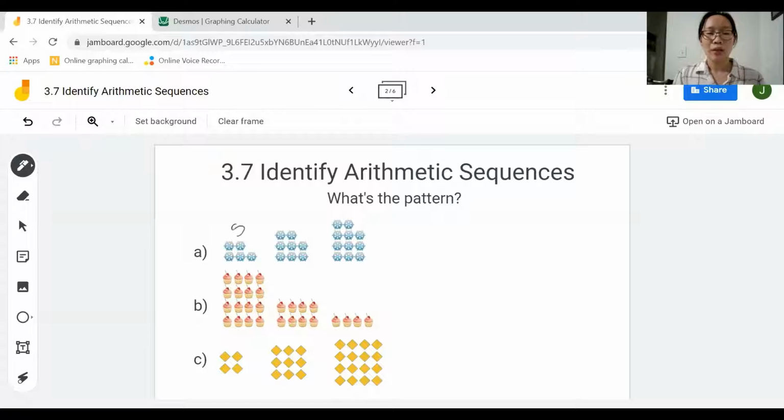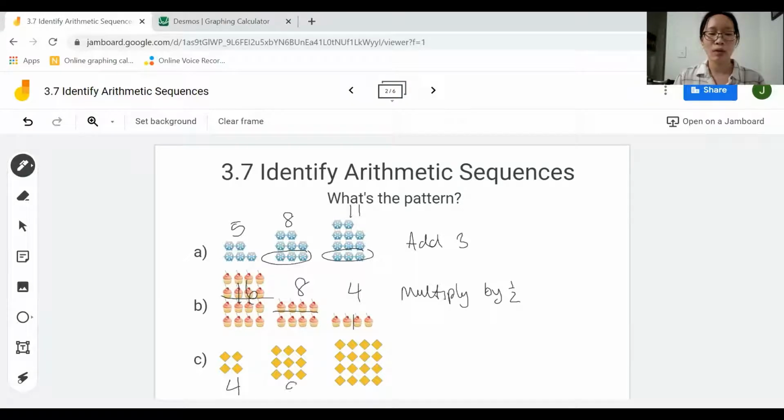Our first snowflake pattern starts with 5, has 8, and then 11. So if you notice, we're adding 3 snowflakes each time, so our pattern is add 3. Our cupcakes, we have 16, and then we have 8, and then we have 4. So you notice we're taking half every time, so multiply by half. And finally, we have 4, 9, and 16. This is a 2 by 2 square, a 3 by 3 square, a 4 by 4 square. Our pattern is square the next number.